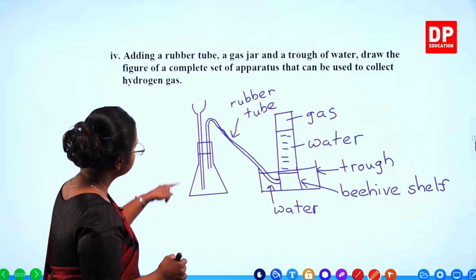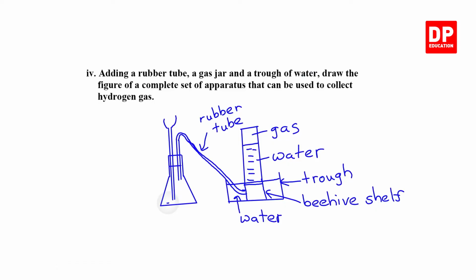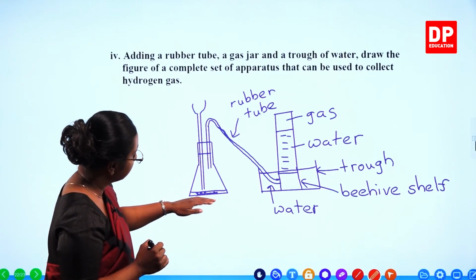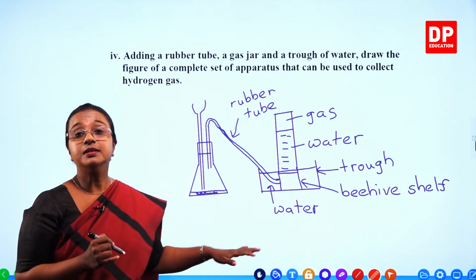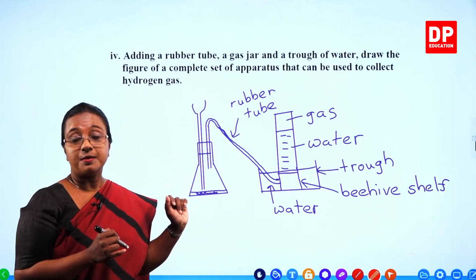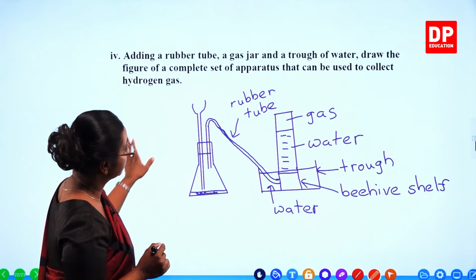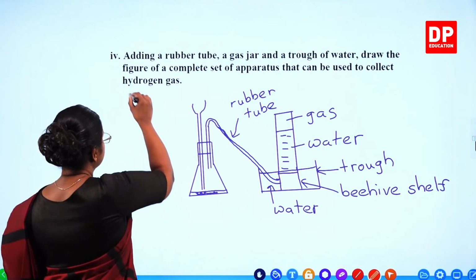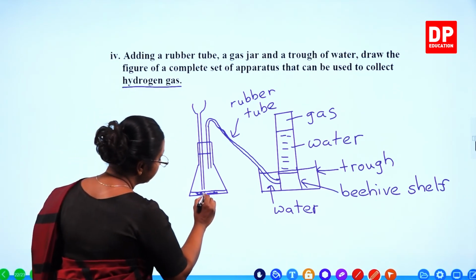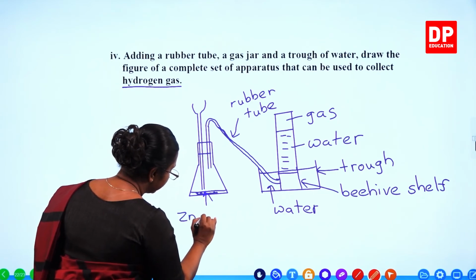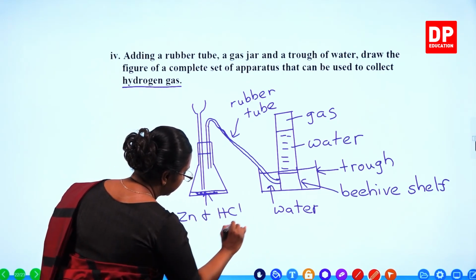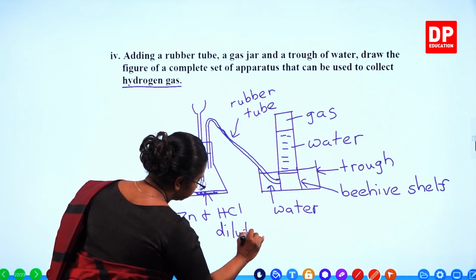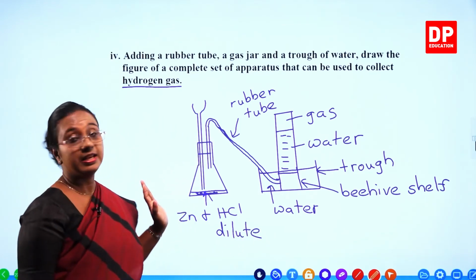So you have the thistle funnel, conical flask. So here we have the solid substance with the solution there, that is the acid. So normally it is either the metal and acid or the calcium carbonate and dilute hydrochloric acid. So this is how you are supposed to draw the diagram to collect hydrogen gas. Since they have said it is hydrogen gas, this is going to be zinc and dilute HCl. So that is what we need there.